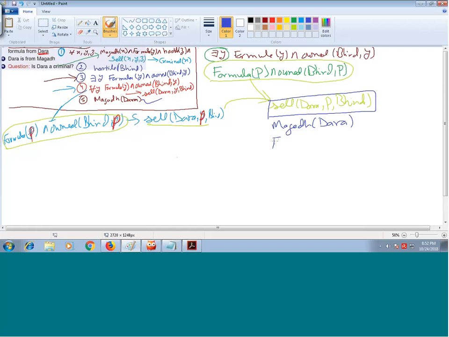We know that the formula is P. For hostile Z, this information is given to me. Hostile is Bhind. And this information is given as well. Okay, so if all these things are given to me, I can say that this and this and this, and these are the three formulas.